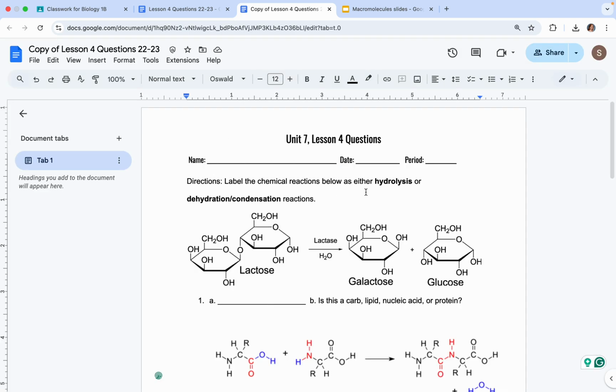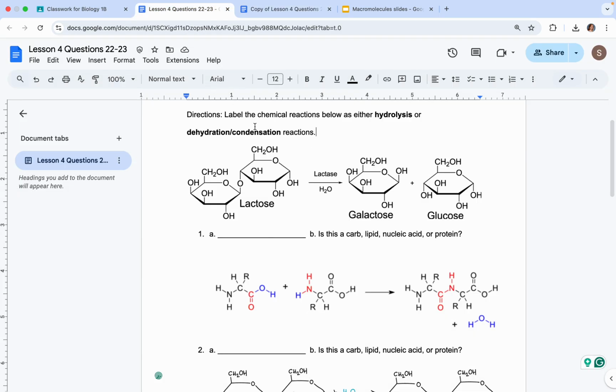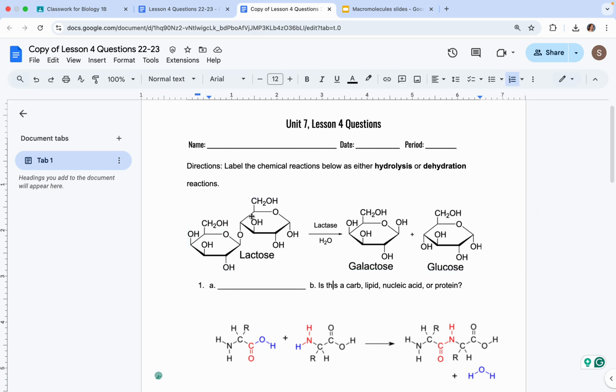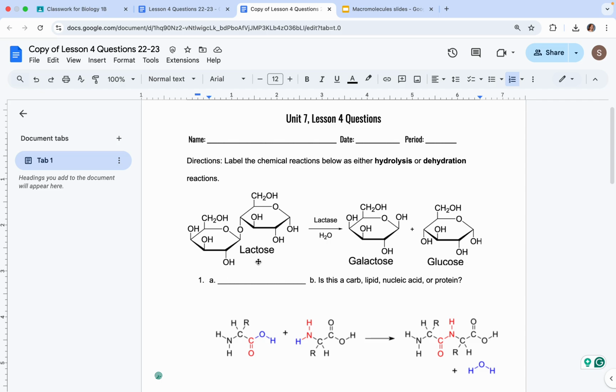Label the chemical reactions as either hydrolysis or dehydration reactions. I'm actually just going to delete condensation because we're going to call it dehydration reactions. Okay. So in number 1 here, I'm going to do part A for each thing, and then I'm going to do part B. So in number 1, part A, we need to write either hydrolysis or dehydration.